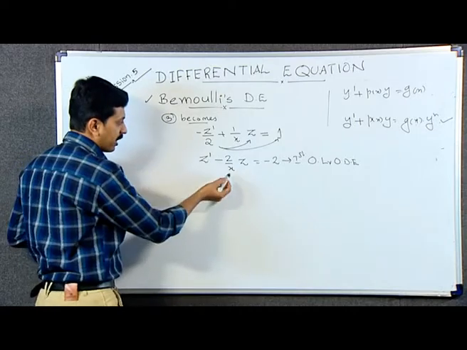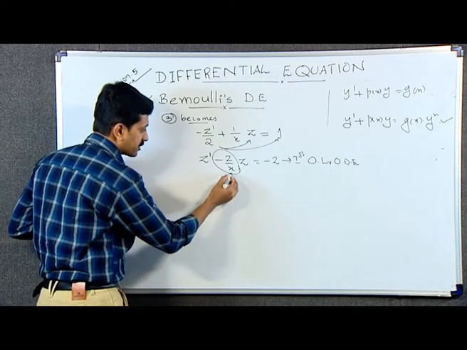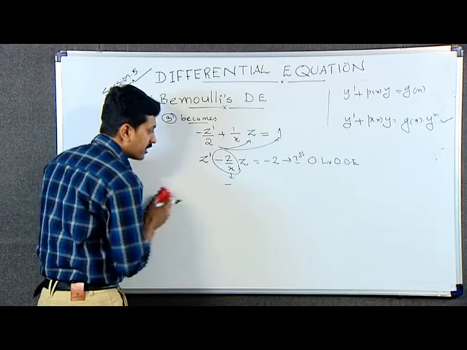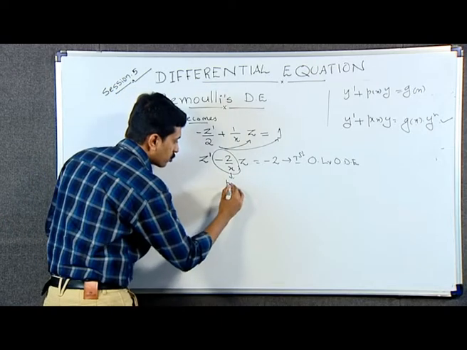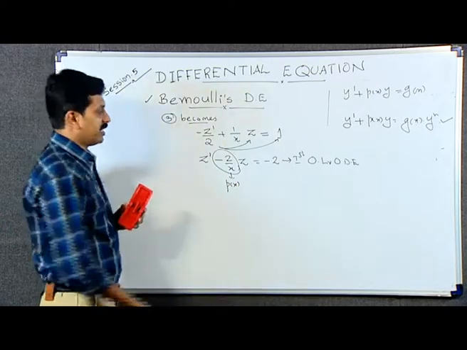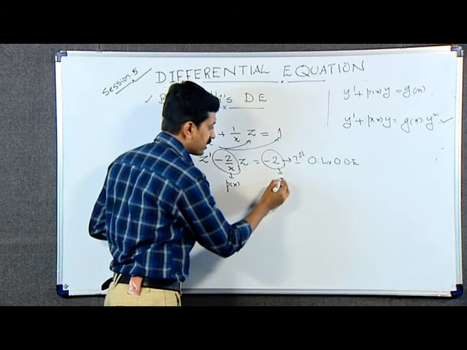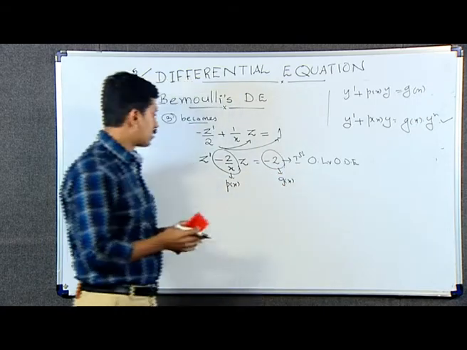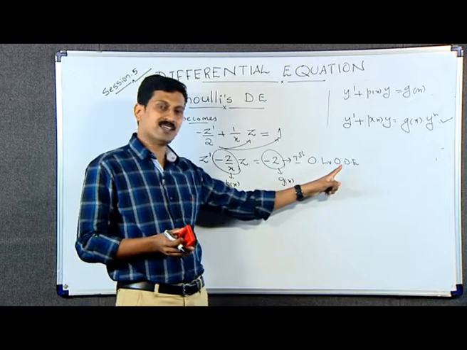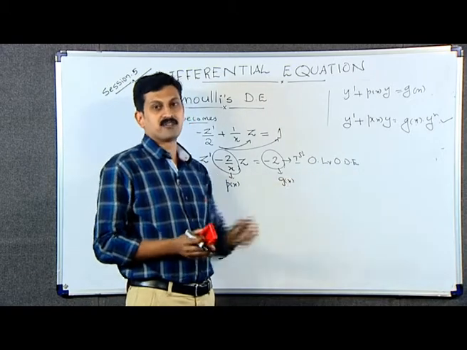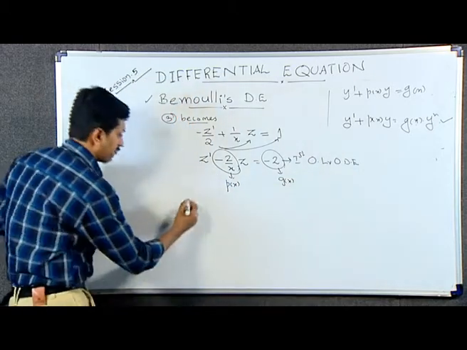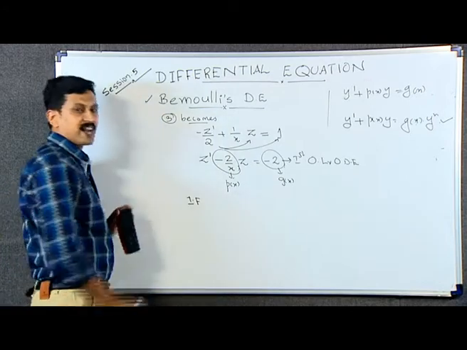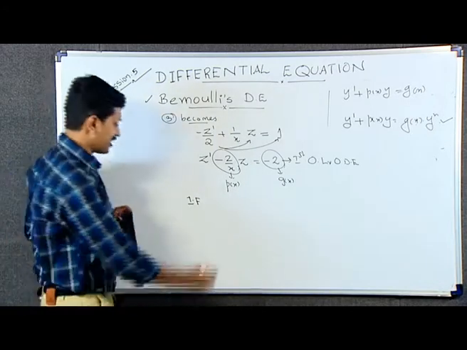Now, we have here this minus 2 by x, we can treat this minus 2 by x as p of x, and this minus 2 we can treat as g of x. To solve this first order linear ODE, I am using the integrating factor method. How can we find the integrating factor? We have the formula for finding the integrating factor.